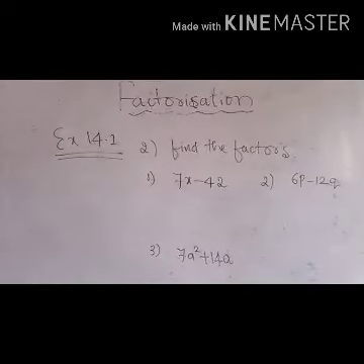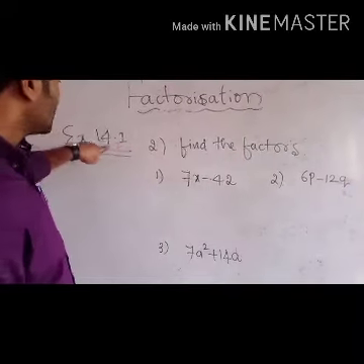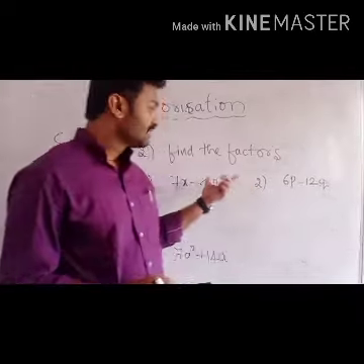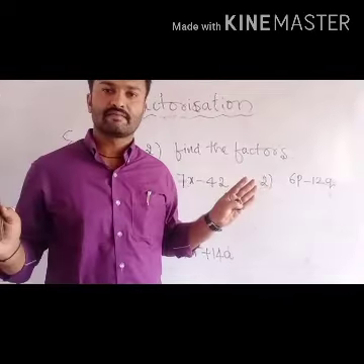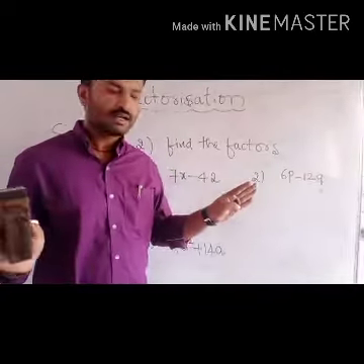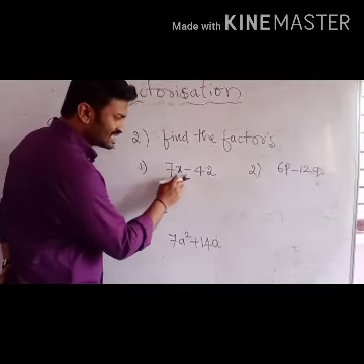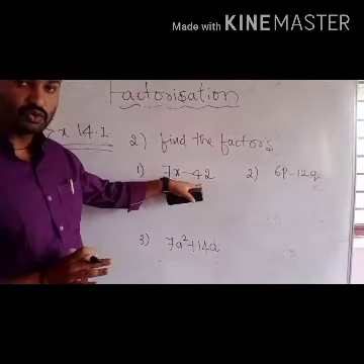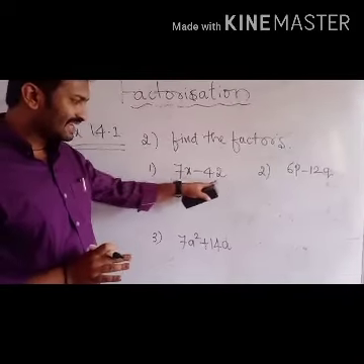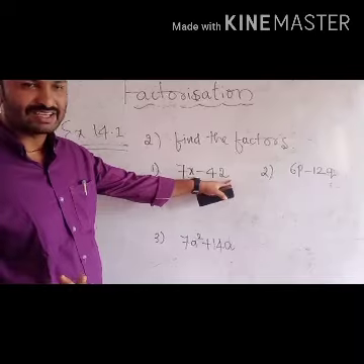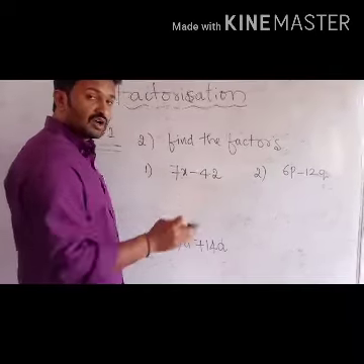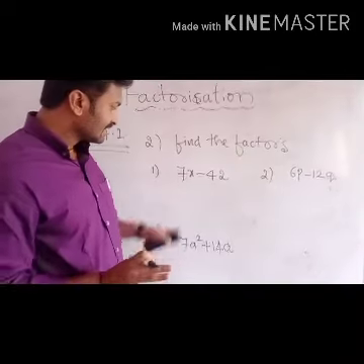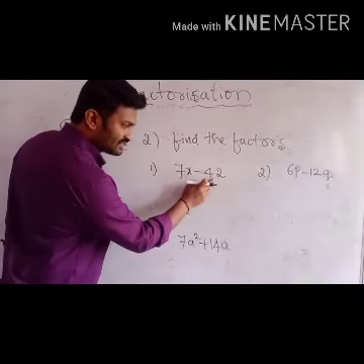We'll go to 14.1 second main. In the second main, what is there? Just we have to find out the factors by splitting. First question, 7x minus 42. In 7x minus 42, here x is there, here x is not there, we cannot take common x. And here 7 and 42. Just we have to split this 7x minus 42. Here 7 and minus 42.